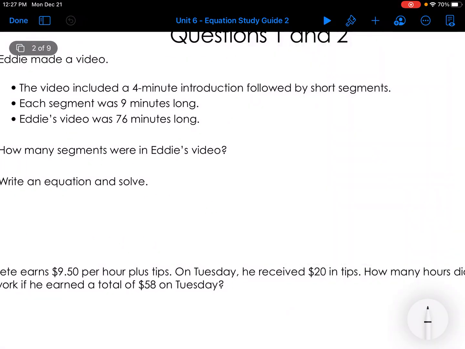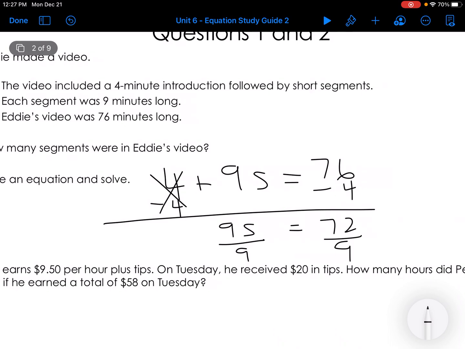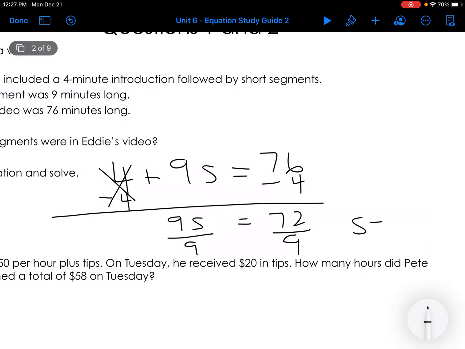so it starts with an introduction, so that's 4 minutes, plus 9-minute segments. And then the total length of the video is 76 minutes. So I have to zero out, so I'm going to subtract by 4 on each side. So I'm left with 72 equals 9s. I want to figure out what it is for one segment, so I'm going to divide by 9. And then I figure out each segment is 8 minutes long.